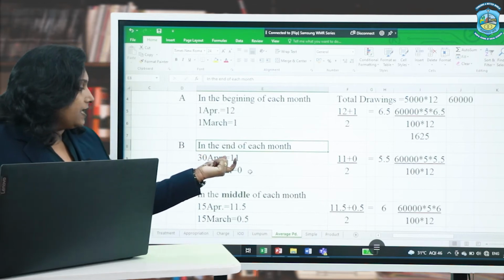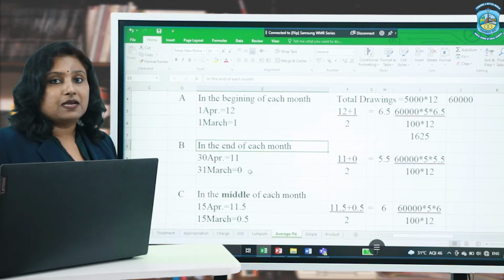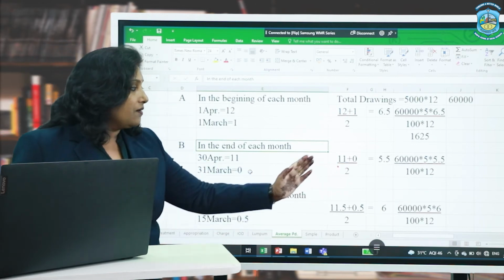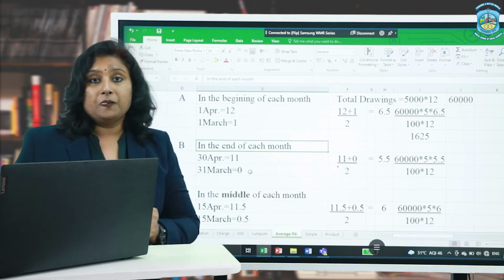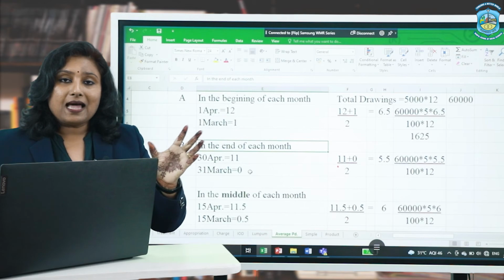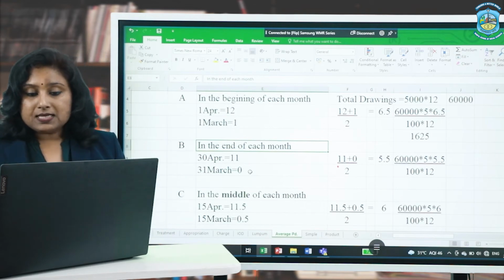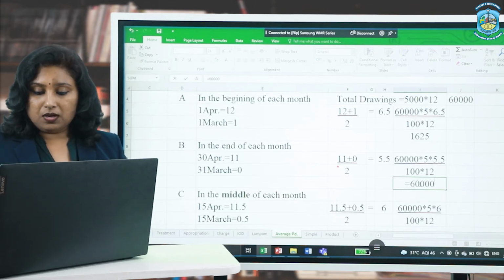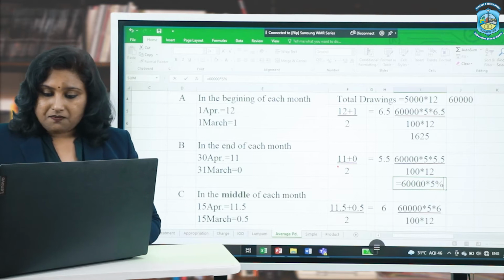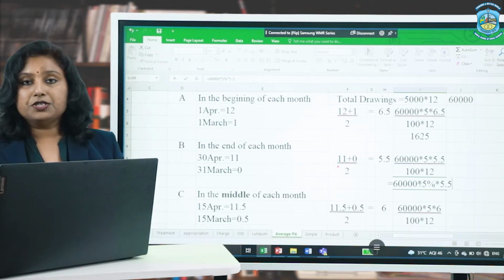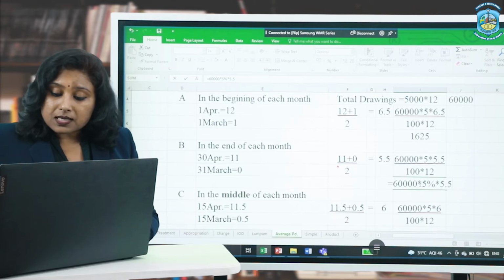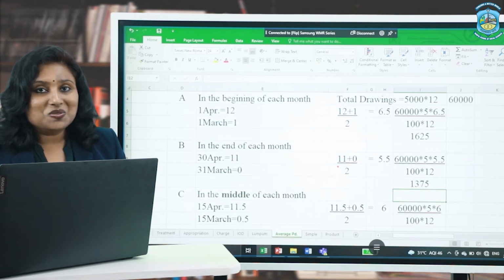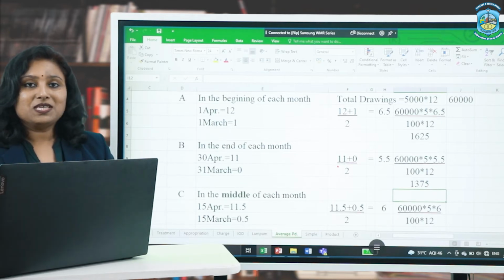Okay, so we will be adding the months left after first withdrawal and the months left after last withdrawal, that is 11 plus 0 divided by 2, and that will give us 5.5 months. 5.5 months, on this average basis the interest would be charged. So let us again see 60,000, which is the total amount of withdrawal, the rate of interest remaining same, and the average period now has been reduced to 5.5 months. Divided by 12 gives us the interest on drawings, that is 1,375.